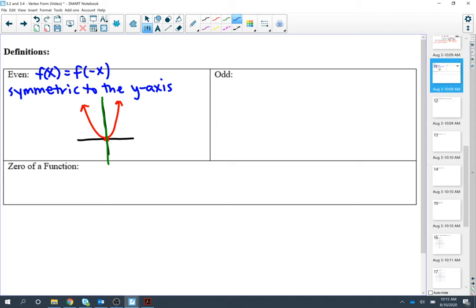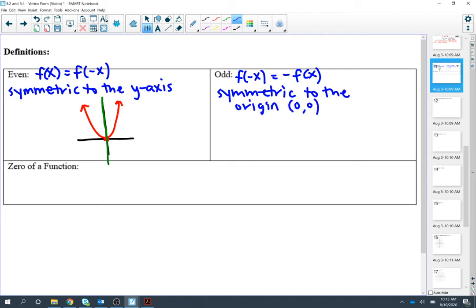Now an odd function is when f of negative x equals negative f of x. Make sure you're paying attention to where those negatives are. That's going to come into play. What that means is your graph is going to be symmetric to the origin. Keep in mind that the origin is 0, 0. So an example of this, I'm going to draw my x and y axis. A good example of this is your linear graph. So 0, 0, and then it looks like that.